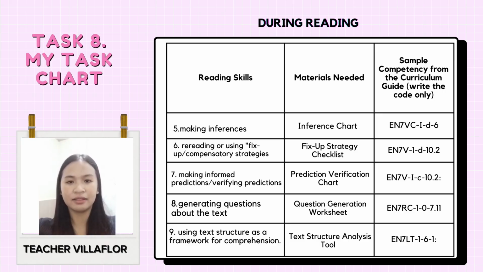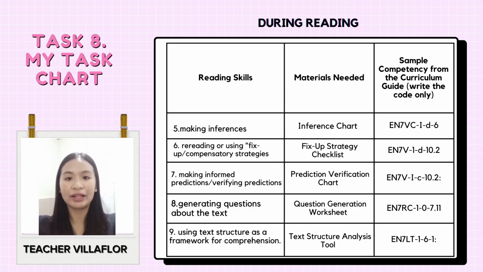Number 8, reading skill: generating questions about the text. The materials needed: question generation worksheet. The sample competency from the curriculum guide: EN7RC-1-0-7.11. Generating questions during reading helps students engage with text and clarify their understanding. A question generation worksheet provides a structured way for them to formulate questions, enhancing their comprehension. This curriculum code emphasizes the importance of active engagement in reading.